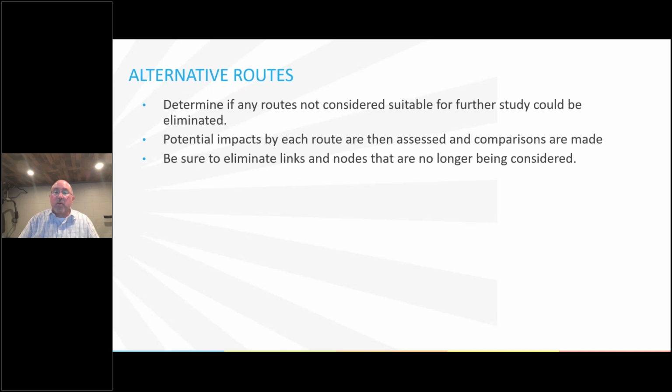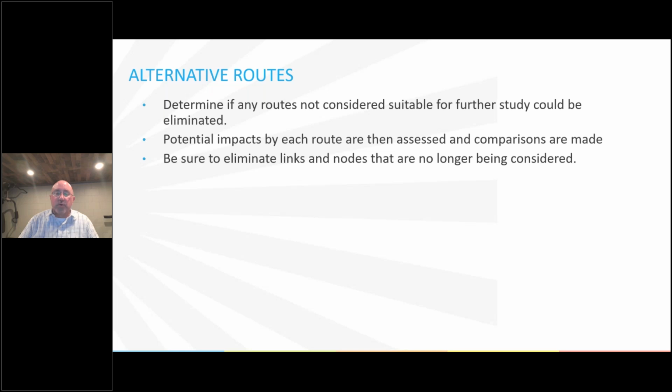Once the preliminary route network has been developed and preliminary routes have been identified, a qualitative and quantitative screening process is used to determine if any routes not considered suitable for further study could be eliminated. Potential impacts by each route are then assessed and comparisons are made between land use, natural and cultural resources, right-of-ways, and engineering and construction concerns. Be sure to eliminate links and nodes that are no longer being considered.